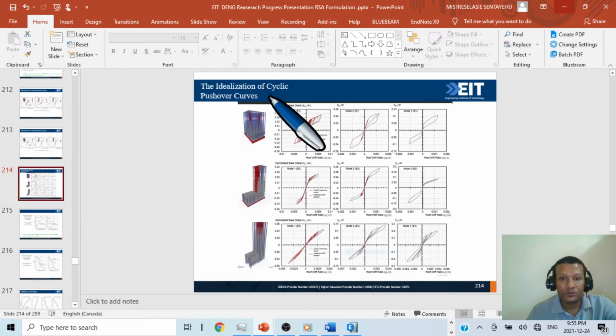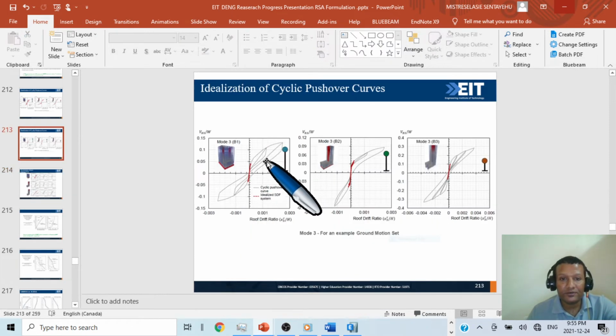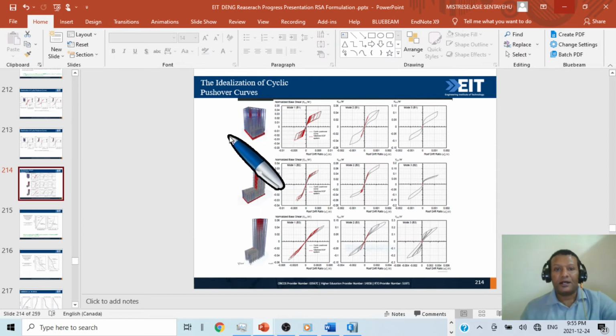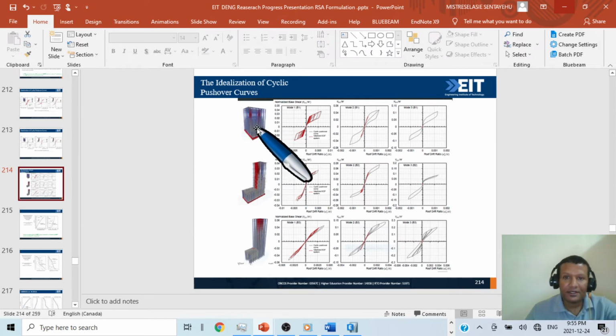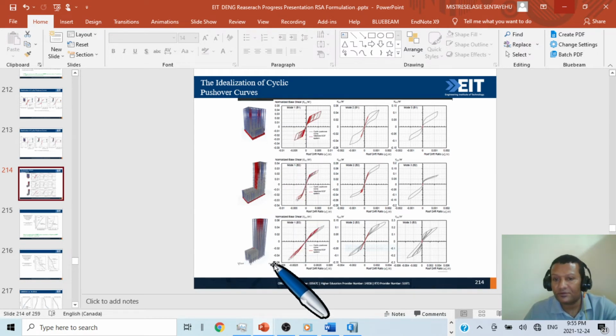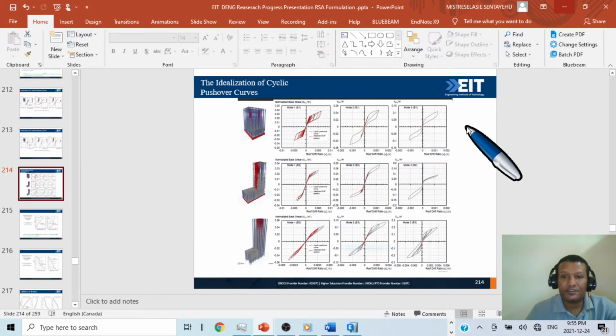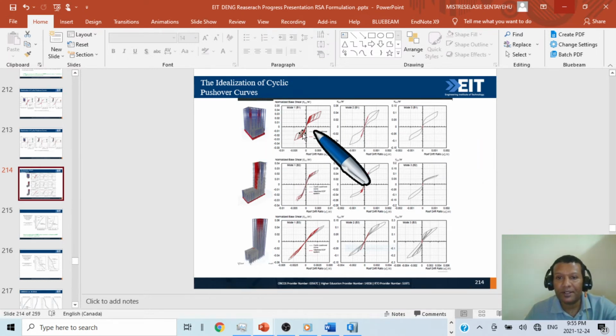So the idealization of cyclic pushover curve, this is the same thing that we have discussed. This is a multiple degree of freedom system. Apply cyclic pushover curve, then idealize it, apply it with single degree of freedom 1, single degree of freedom 2, single degree of freedom 3, then apply the force and perform dynamic analysis on your idealized equivalent nonlinear single degree of freedom system, then apply it and capture it and it will match.